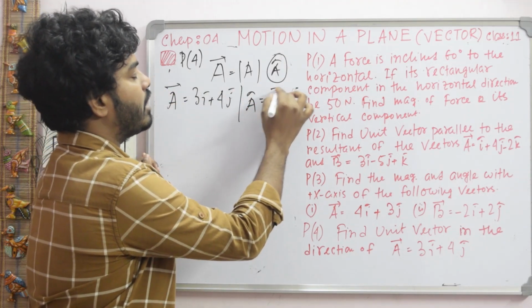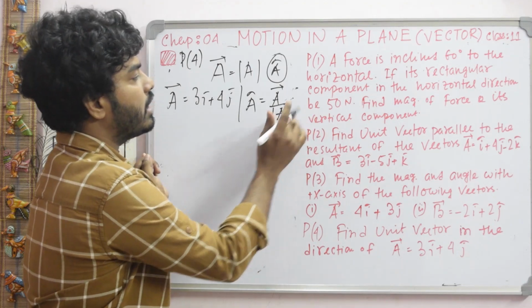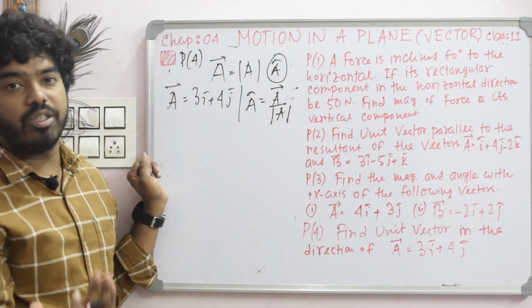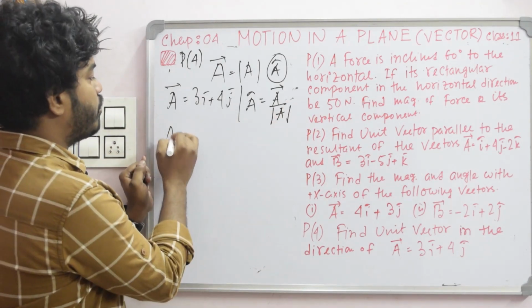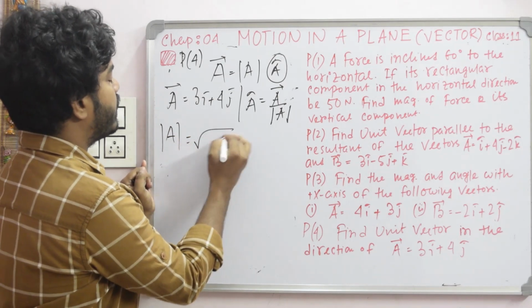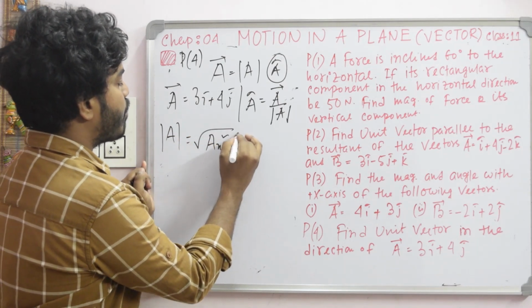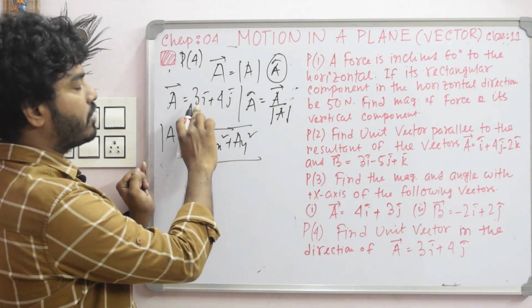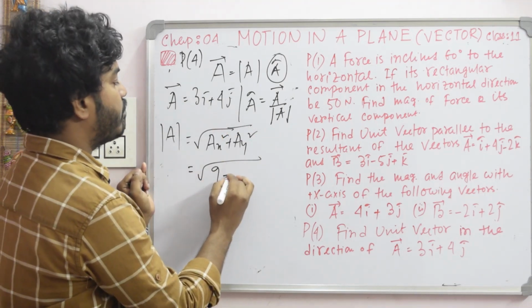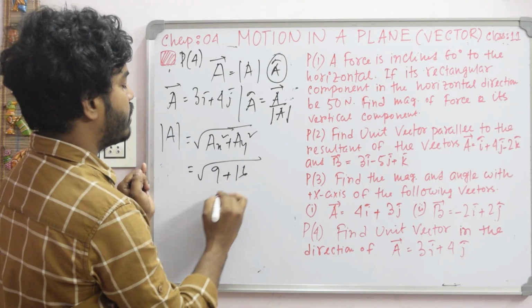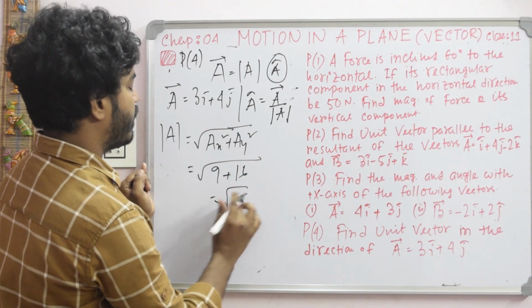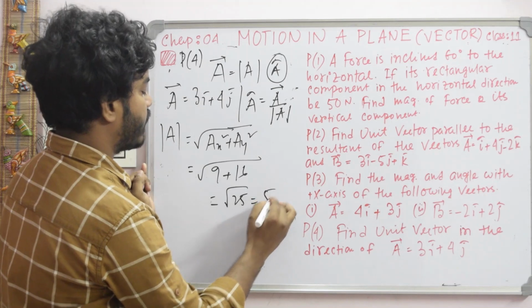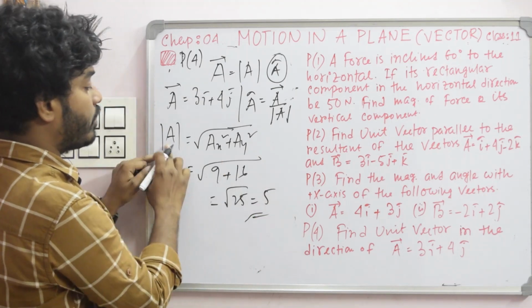a cap, that means a vector divided by mod a. Mod a means the magnitude value of a vector. So you just find out the magnitude of a vector, that is root of ax square plus ay square. What is ax square? ax is 3, so 9, plus ay square, that is 4 square, 16. So this gives root 25, and root 25 means 5. So the magnitude value of a is 5.